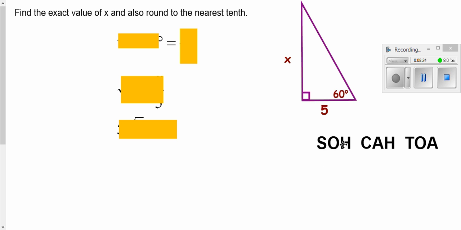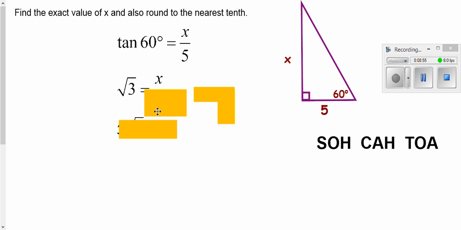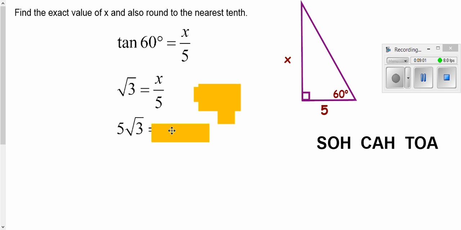Looking at this one here, we have another triangle, another 60-degree angle. We are looking for our opposite, and we're given our adjacent. So opposite and adjacent would be our tangent. So I'm going to go tangent of my 60-degree angle. And then I'm going to put down the opposite, which is my x, over my adjacent, which is my 5. Tangent of 60 is also another one you're supposed to have memorized, which is just root 3. Still equal to x over my 5. Then I've got to get x by itself by multiplying both sides by 5.